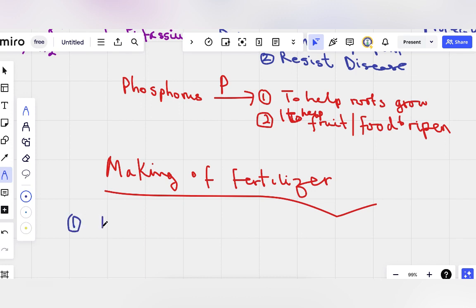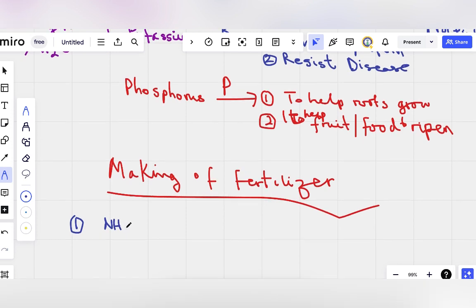Ammonia is NH3. If you've not seen ammonia, you can watch our video on the making of ammonia using the Haber process. So this ammonia that is manufactured using the Haber process in the industry reacts with nitric acid. Nitric acid is HNO3.